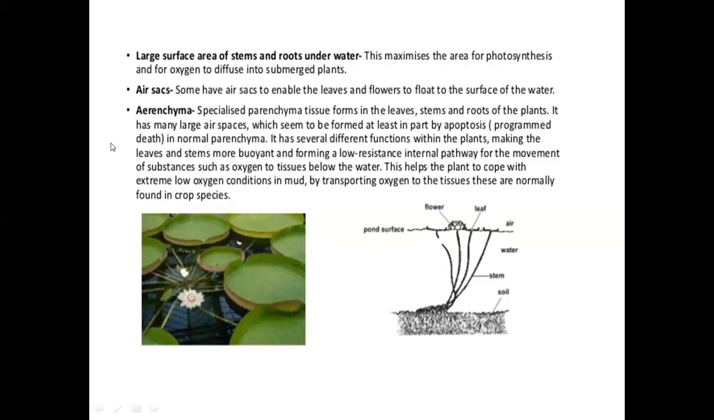And specialized parenchyma tissue forms in the leaves, stems, and roots of the hydrophytes. Since it has large air spaces, they allow the plant parts to float on the water, and it has several different functions within the plants, making the leaves and stems more buoyant and forming a low resistance internal pathway for the movement of substances such as oxygen to tissues below the water. This helps the plant to cope with extremely low oxygen conditions in mud by transporting oxygen to the tissues.